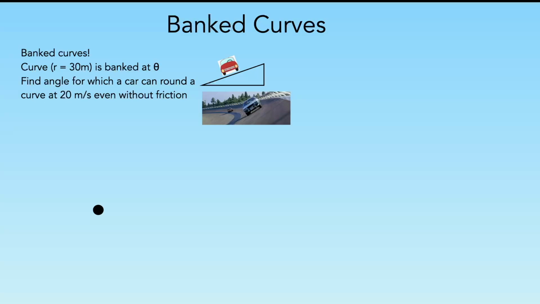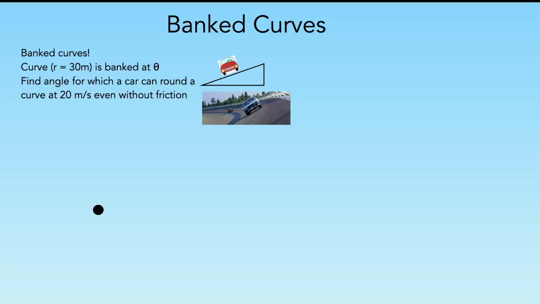So the free body diagram, if we have frictionless, and this is a very typical first thing to do, is we've got this banked curve, the car is going around, it's banked at some angle theta. We have the radius, and we want to find the angle for which a car can round a curve at 20 meters per second even without friction. Obviously, if the road were flat and frictionless, the car would slide out. So we bank the curve to help keep the car in the desired radius at the desired speed. So let's see what happens.